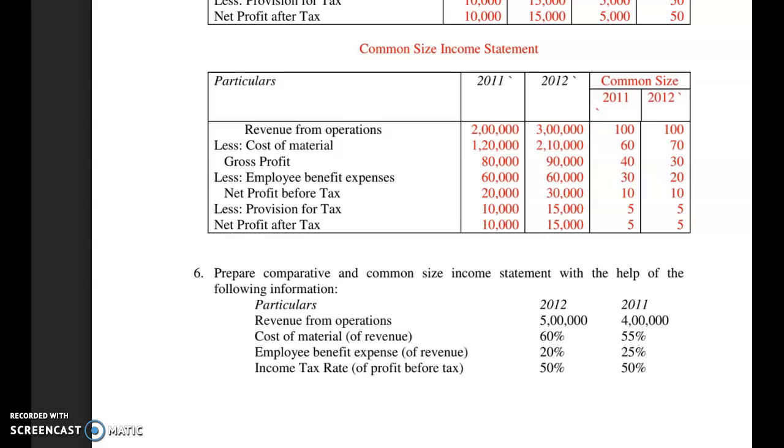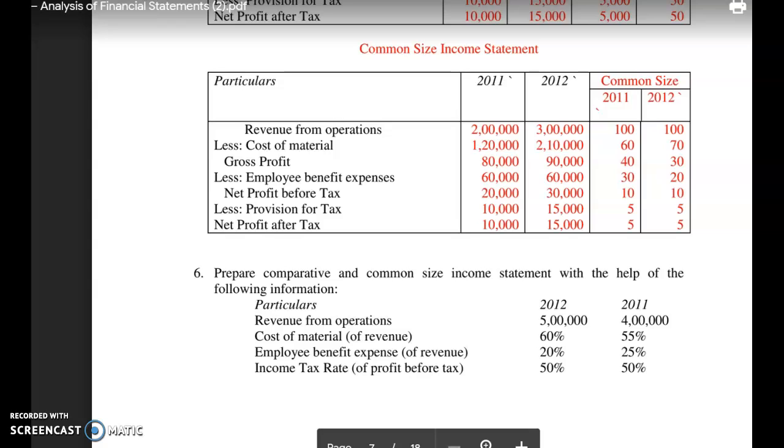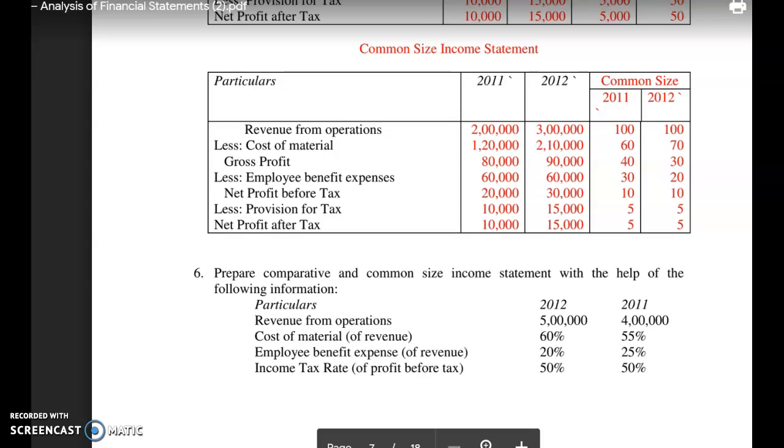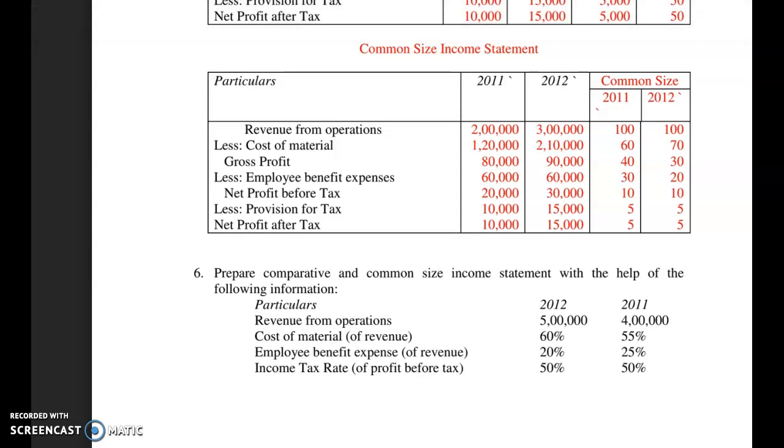1 rupee is equal to 100 divided by 3 lakh, and for 2 lakh 10,000, that is 100 divided by 3 lakh into 2 lakh 10,000, it amounts to 70%. Likewise here 100 divided by 3 lakh into 90,000, 30%. So this way for all individual items we will convert them in terms of percentage with a base that revenue from operations is taken as 100. I hope now you have clearly understood how to prepare the common size income statement.